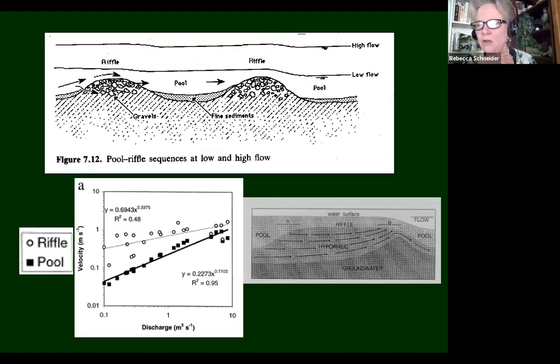So this is a cross section of what that looks like in the stream with a riffle and then a pool and then a riffle and a pool. The velocities are higher in the riffles and there's more oxygen.